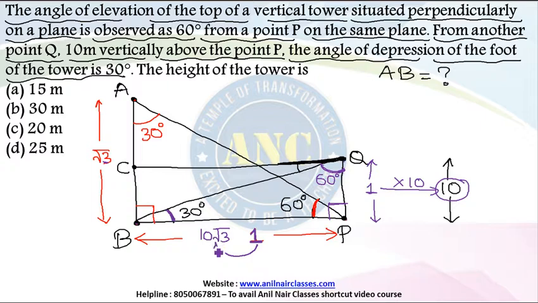1 is becoming 10 root 3. Multiply by 10 root 3. Root 3 also multiply by 10 root 3. Root 3 into 10 root 3 is 10 into 3. Answer for this question is 30.